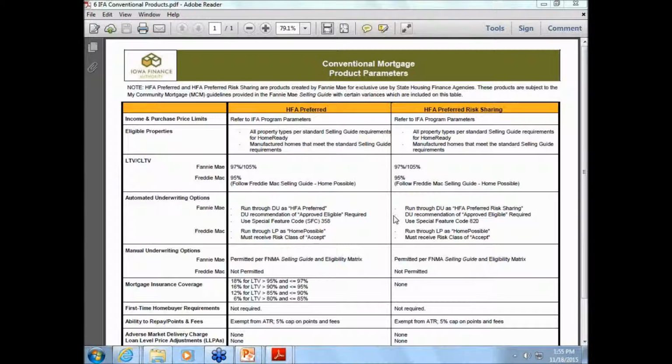The main difference, I will say, is that with this, you can use our income and purchase price limits. With My Community Mortgage or HomeReady, Fannie Mae has income limits that are lower, I believe, than our Homes for Iowans limits. So it theoretically gives you a broader market. Also purchase price limits. I believe they have a lower limit on their HomeReady than what we allow with our Homes for Iowans. So you can follow our limits and just serve a more expanded market. That's one thing. But basically, this is it. You can go down, the No MI risk sharing is on the far right column, and you can see exactly what variances there are for that product within the HomeReady or My Community Mortgage guidelines.